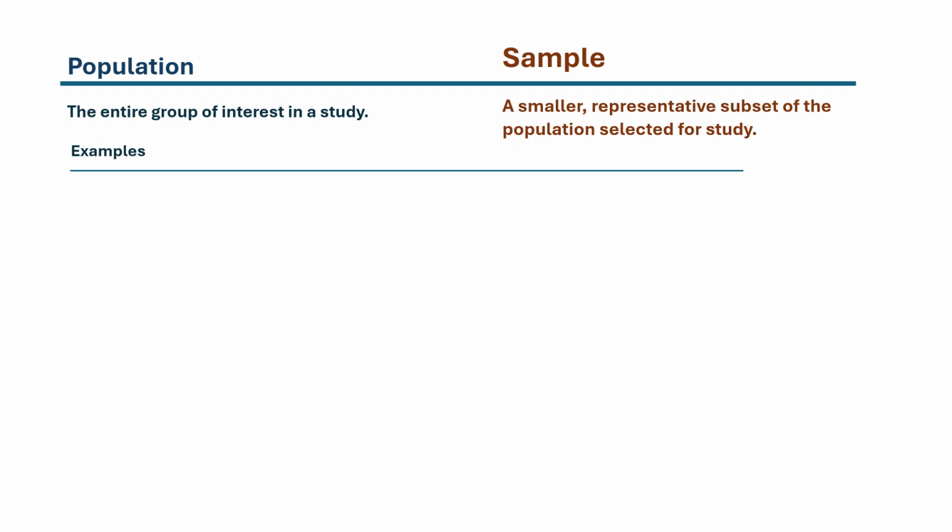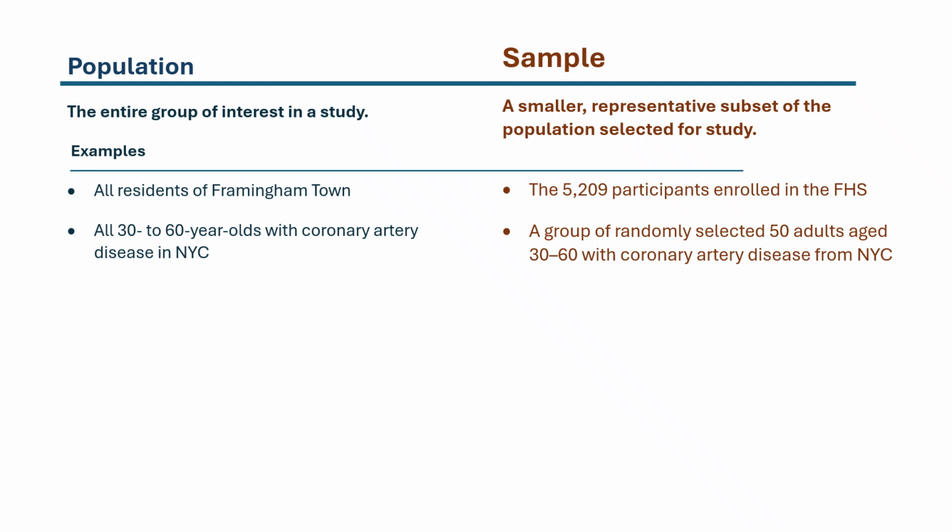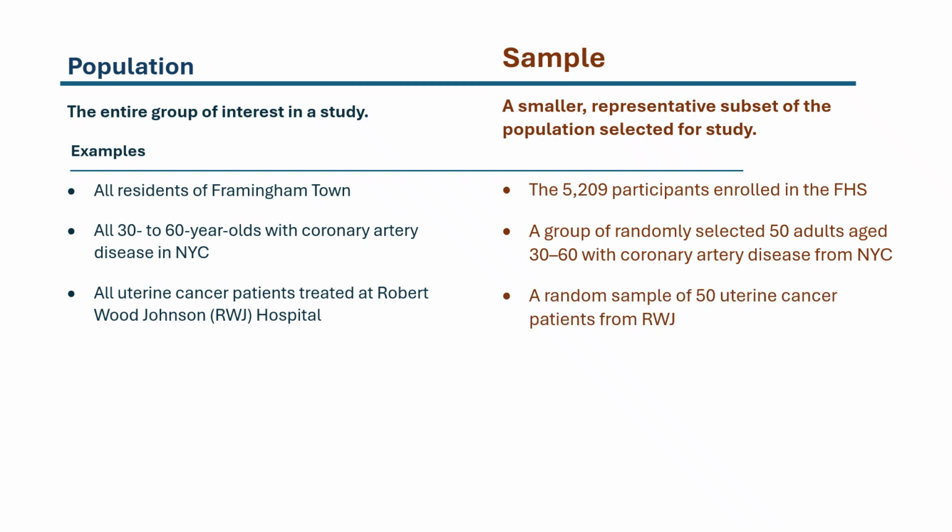For example, the population could be all residents of Framingham, while the sample would be the 5,209 participants enrolled in the Framingham Heart Study. Another population could be all 30 to 60-year-olds with coronary artery disease in New York City, with the sample being a randomly selected group of, say, 50 such individuals. Similarly, the population could be all uterine cancer patients treated at Robert Wood Johnson Hospital, and a sample would be a random group of 50 such participants from that particular hospital.